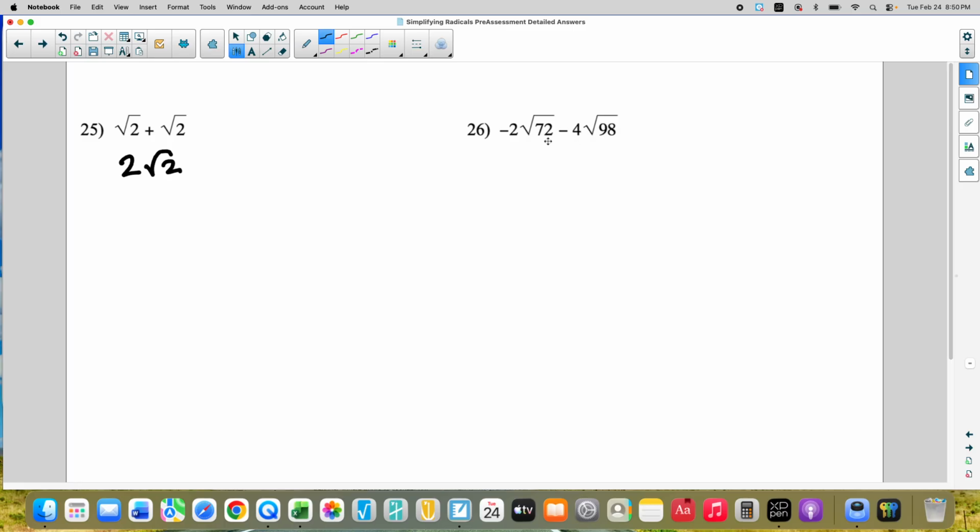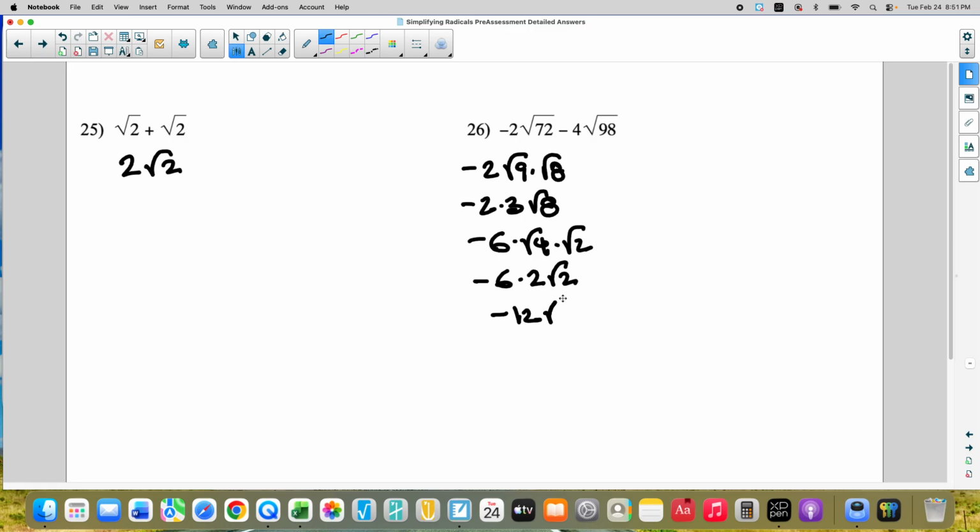These are not like terms, so we're going to have to simplify rad 72, which is 9 times 8, which is -2 times 3 rad 8, which is -6. We'll break the rad 8 into rad 4 rad 2, which is -6 times 2 rad 2, which makes -12 rad 2. Now let's deal with the other one.